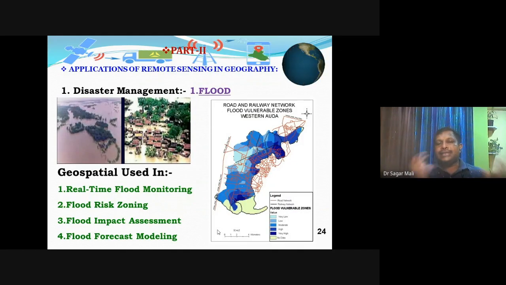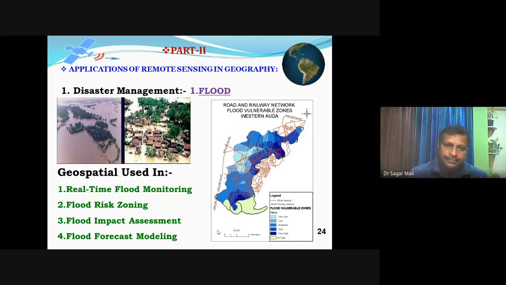Now come to the second part. I hope you understood the basic principle of remote sensing, right? So now we'll move to the second part in which we will learn what the applications of remote sensing are in geography, especially in the field of geography. First, we'll see the important aspect, disaster management, and in disaster, an important part is flood.